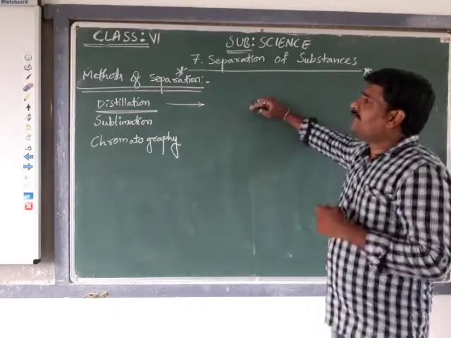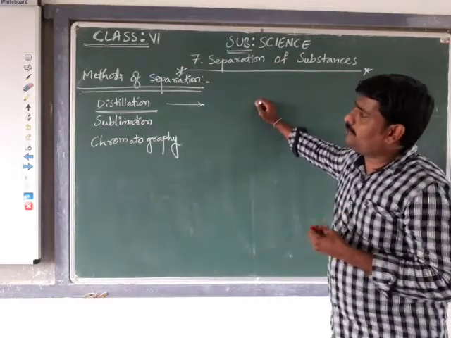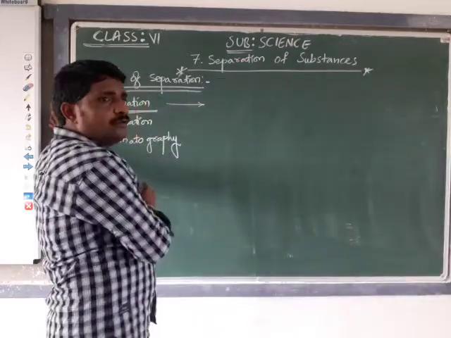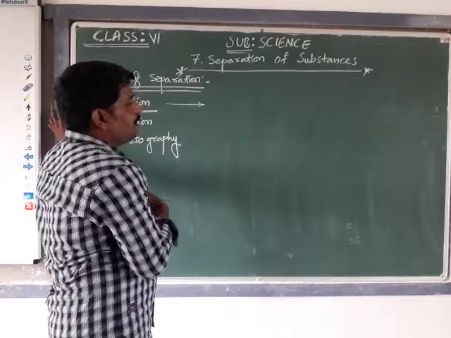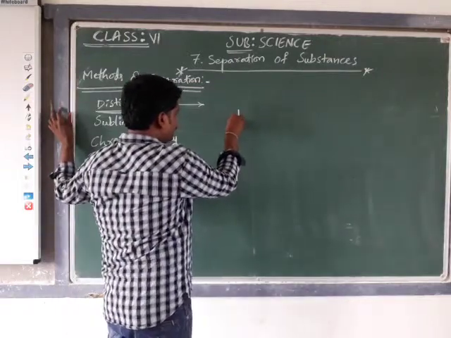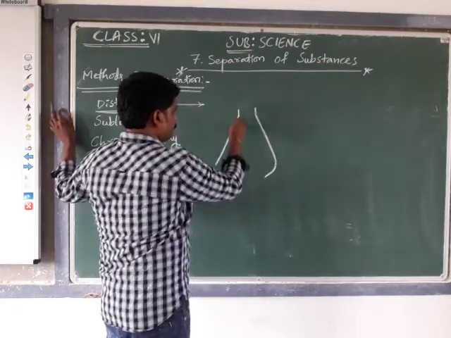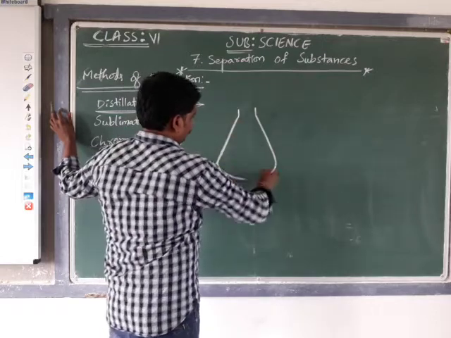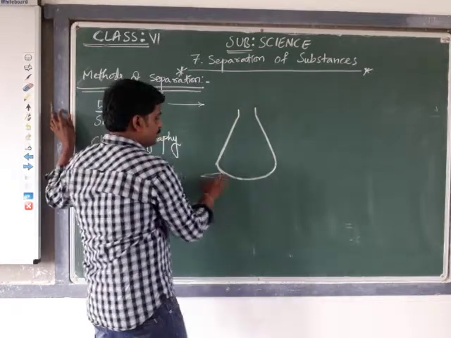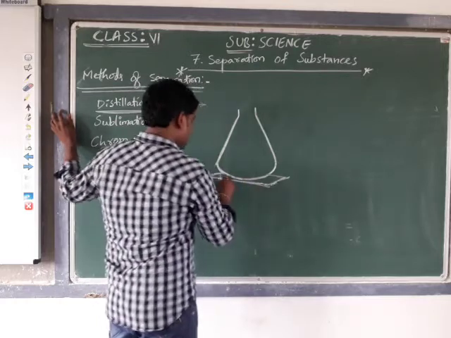How do we collect that distilled water is our topic today. To collect this we have to conduct an activity or experiment. To do this we have to take a funnel and a conical flask, and keep the conical flask on a tripod stand.